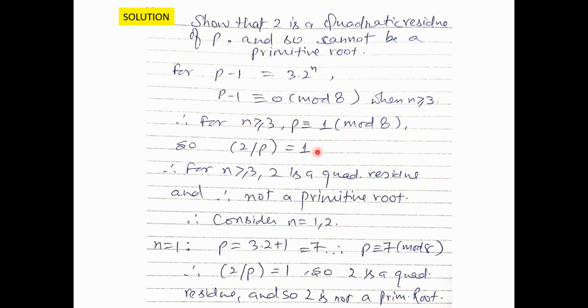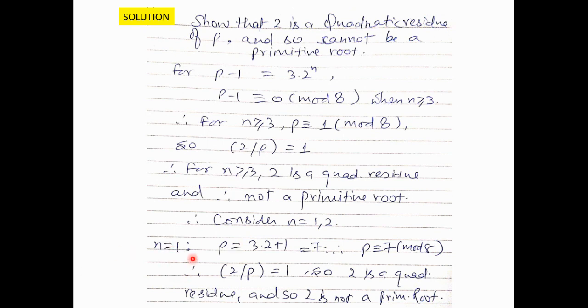So 2 upon p, this Legendre symbol, has value 1. Therefore, for n greater than or equal to 3, 2 is a quadratic residue because 2 upon p is 1. That means 2 is a quadratic residue of p whenever n is greater than or equal to 3. Therefore, it is not a primitive root of p. Now, this is the case when n is greater than or equal to 3. Consider when n is equal to 1 and 2. Let us see what happens when n takes the value 1 and 2.